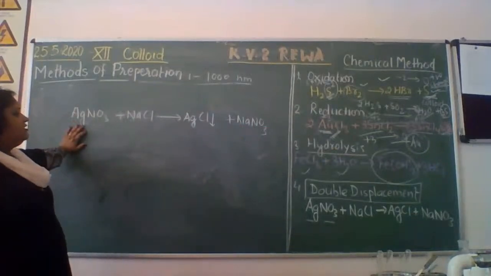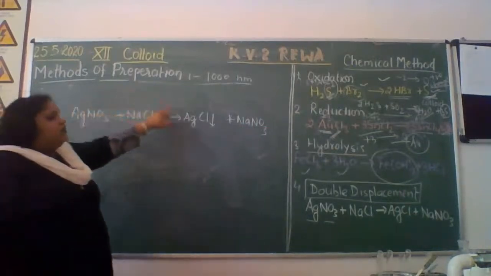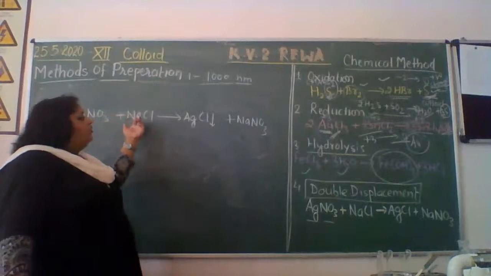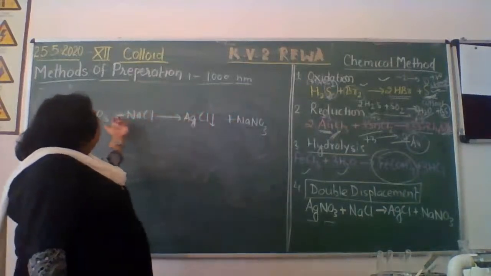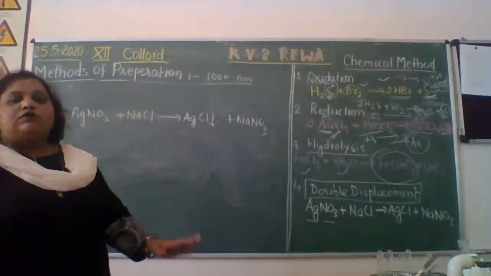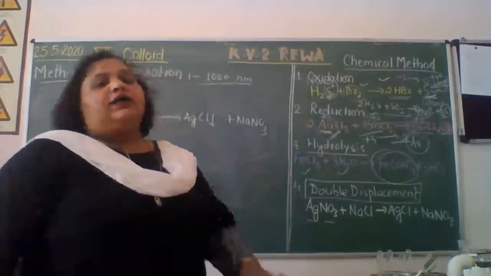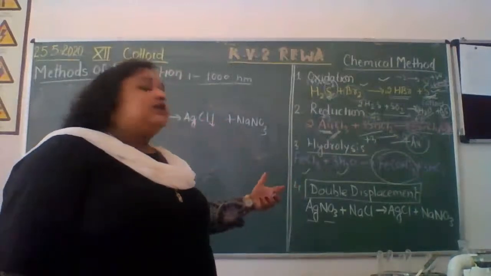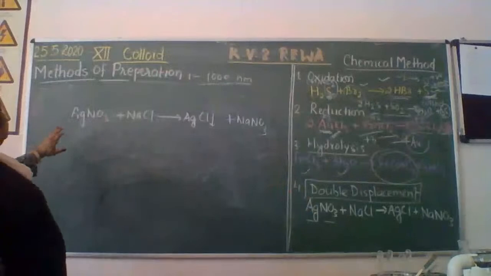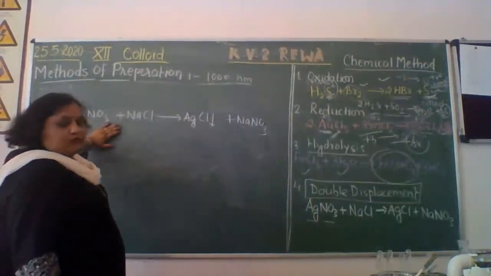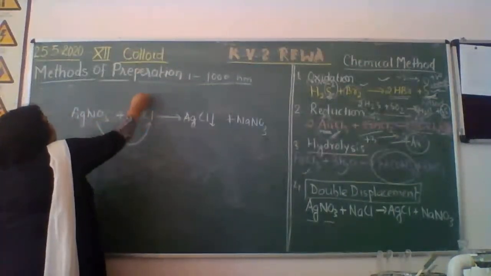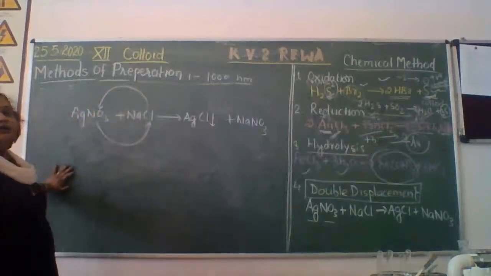Now what has taken place here? Silver plus 1 here, chlorine minus 1, Na plus 1 here, NO3 negative. No change has taken place in terms of oxidation or reduction, and neither have you treated it with water. So what is going to take place here? Double displacement or double decomposition. The NO3 is exchanged with the Cl minus.